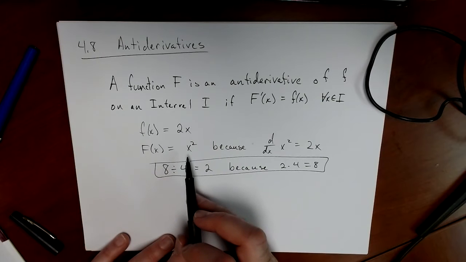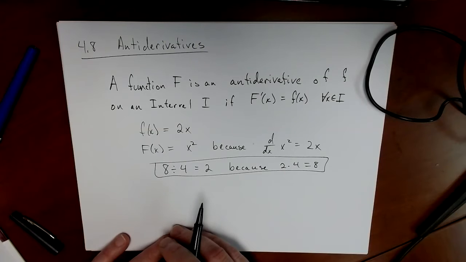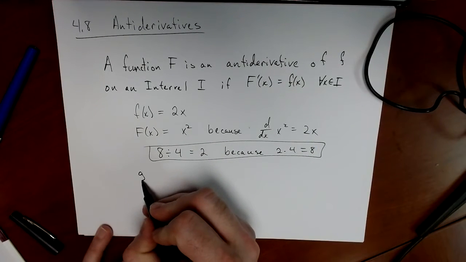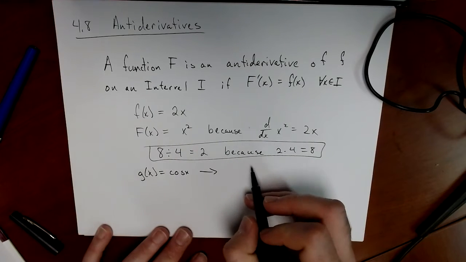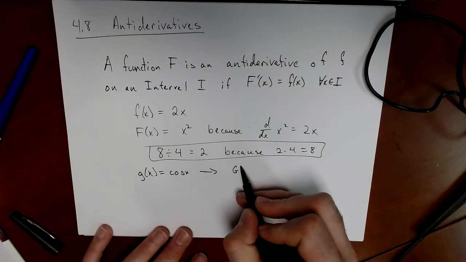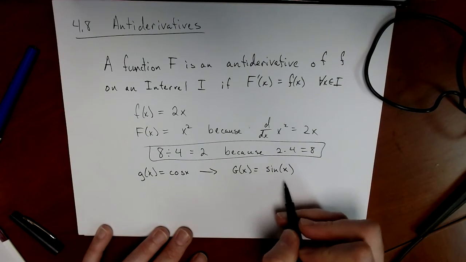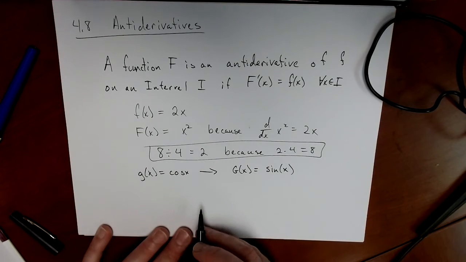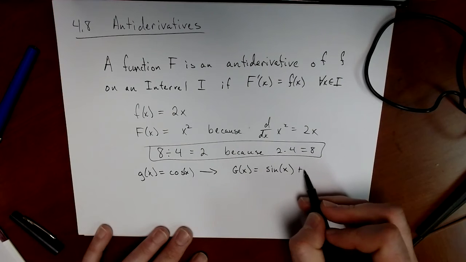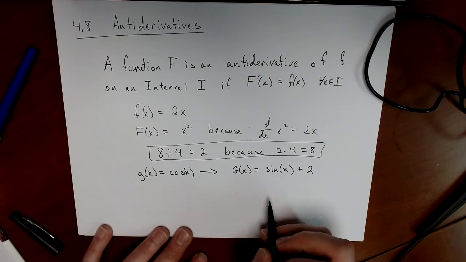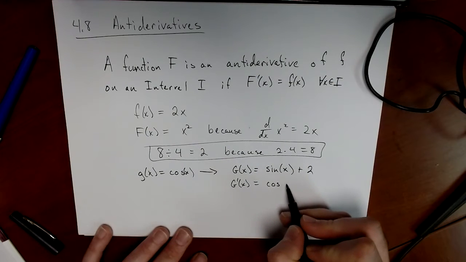If you've got a pretty good grasp on your derivative rules, you won't have any trouble coming up with your antiderivatives. So for example, the function g of x equals cosine x. An antiderivative of this is cap G of x equals sine x. The derivative of sine is cosine. Another antiderivative of this would be sine of x plus 2, though, because the derivative of sine of x plus 2 is still just cosine x.